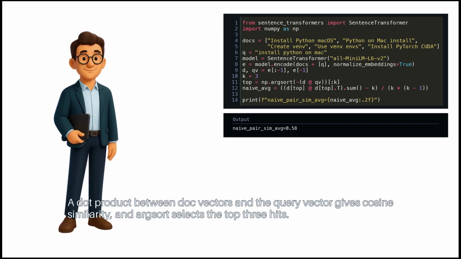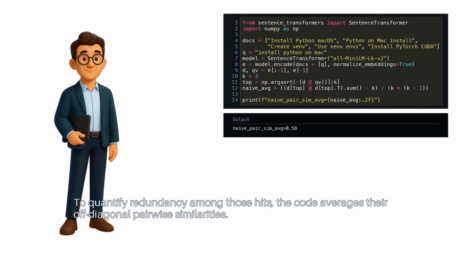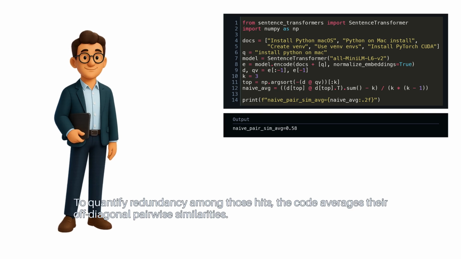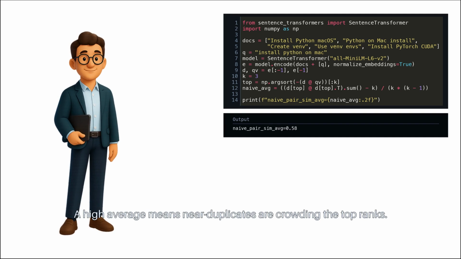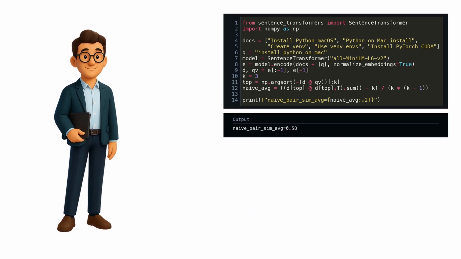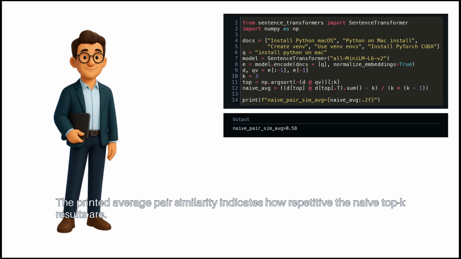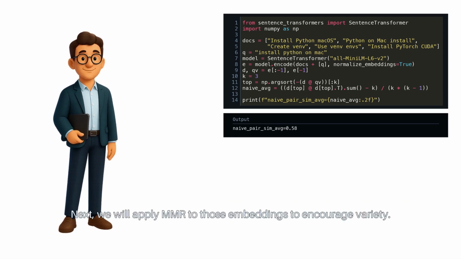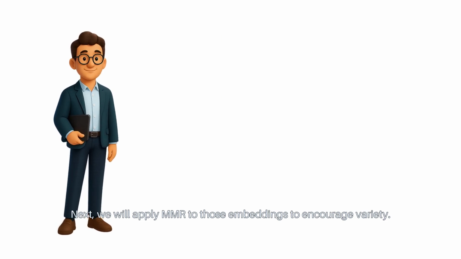the top 3 hits. To quantify redundancy among those hits, the code averages their off-diagonal pairwise similarities. A high average means near duplicates are crowding the top ranks. The printed average pair similarity indicates how repetitive the naive top K results are. Next, we will apply MMR to those embeddings to encourage variety.